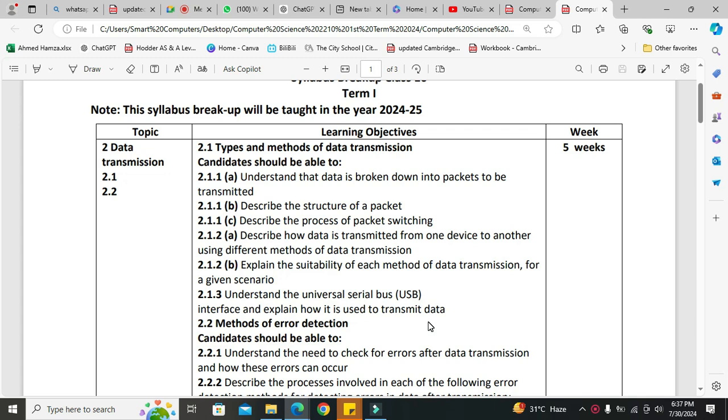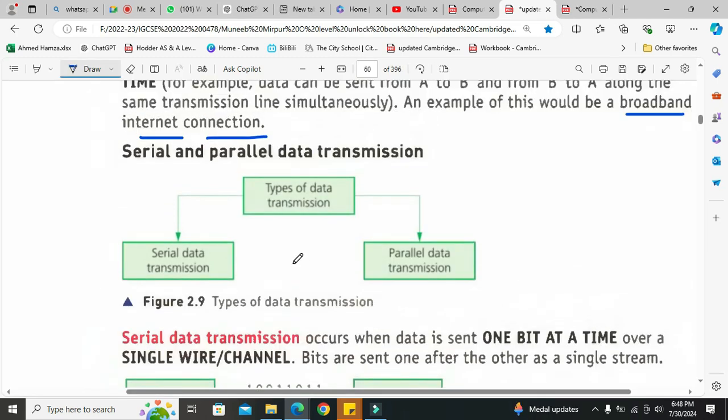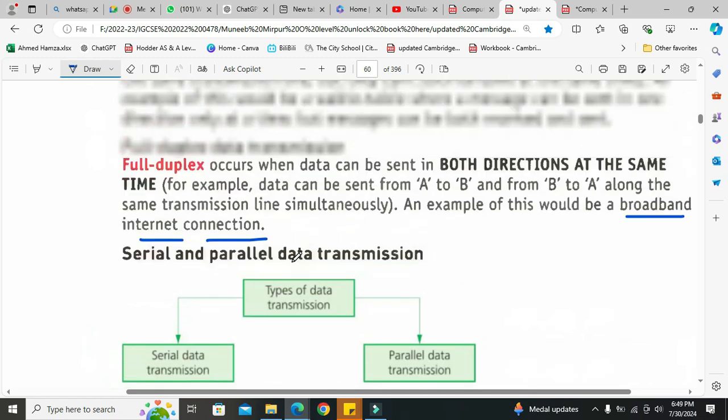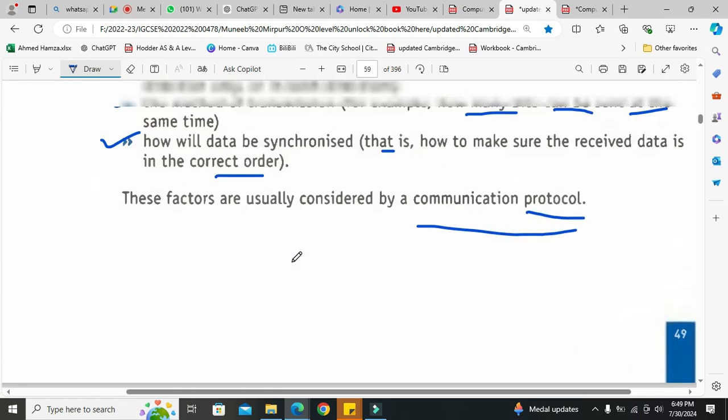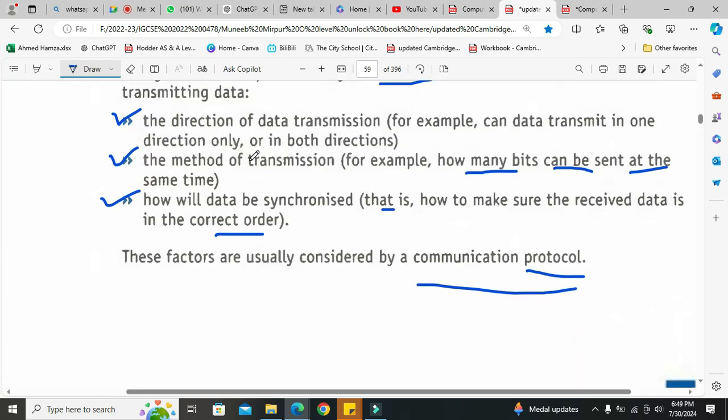Okay, assalamu alaikum everyone. Now, any question? Because now we are jumping towards the next topic, which is how many bits we have to transmit during this data transmission. Now, method of data transmission.